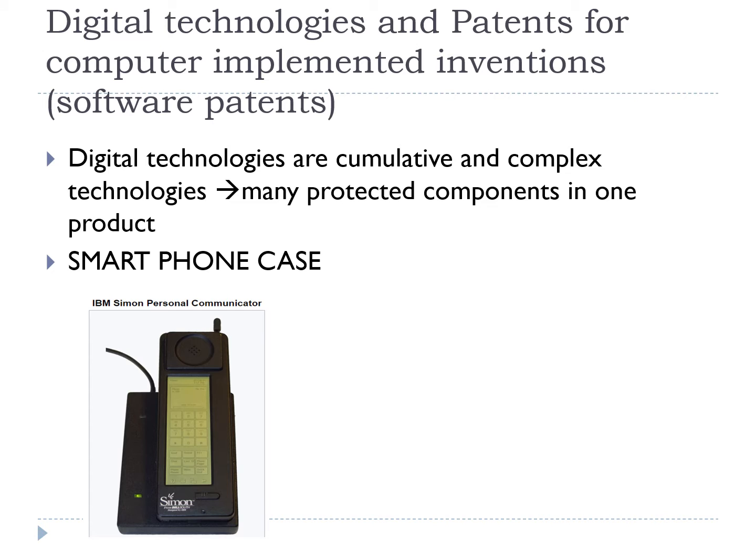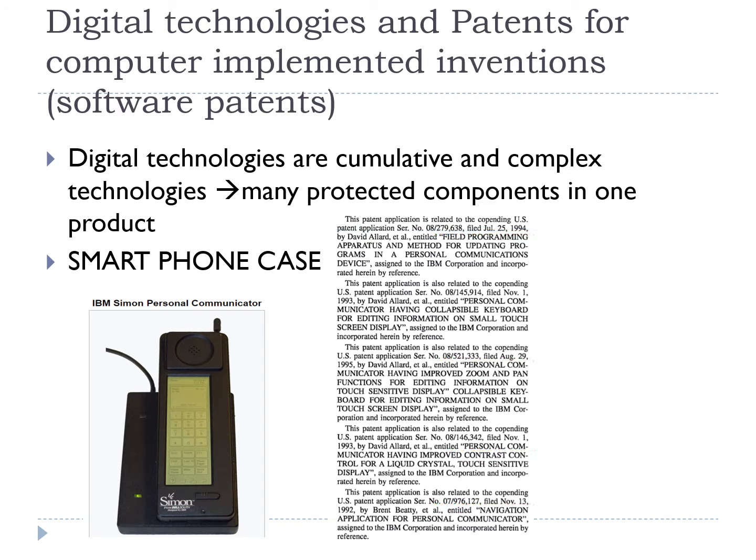Another thing to keep in mind is that digital technologies are typically cumulative and complex technologies. And so there are many, many protected components in one product. If we think back at a smartphone case, and we go way back to IBM's Simon, which was introduced in 1992, it had a touch screen, about an hour of battery life, some internet games as well, which actually flopped in the market not too long after its debut.